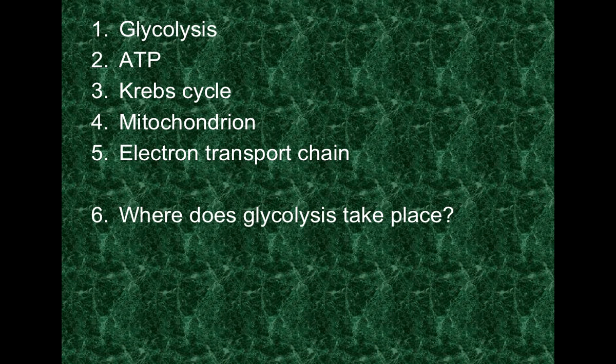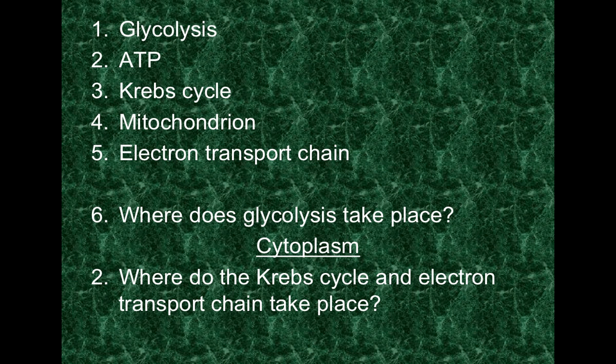So, where does glycolysis take place? In the cytoplasm. And where do the Krebs cycle and the electron transport chain take place? In the mitochondrion.